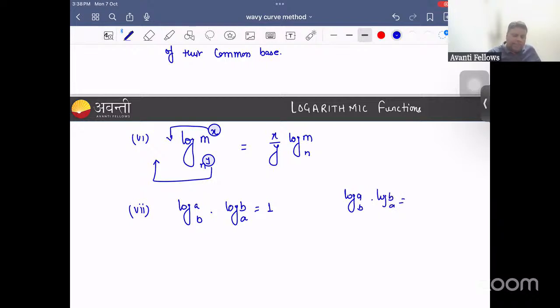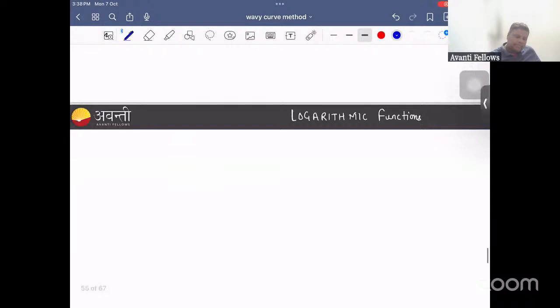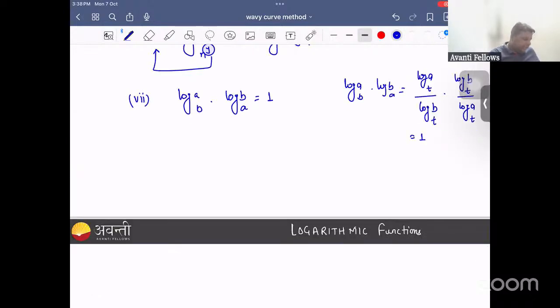You break log a base b at some common base, say t. So log a base t upon log b base t using the base changing theorem. Now also break log b base a at the same common base. So log b base t upon log a base t. So log a cancels, log b cancels, and your answer is 1. So this is what we call the base changing theorem. Am I correct? Base changing theorem.